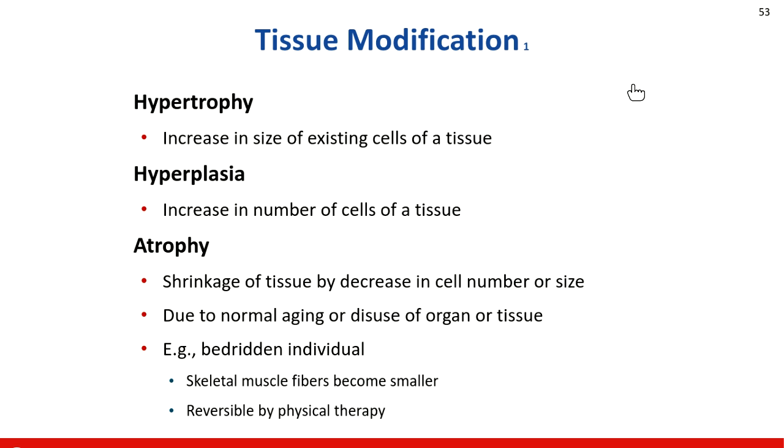The first term is hypertrophy. When we talk about tissue hypertrophy, what we're referring to is just the size of the existing cells. We're not adding new cells. It's just the cells that are already there increasing in size. So an example of tissue hypertrophy is muscle building, bodybuilding. When you look at some of these bodybuilders, and I have to preface that with drug-free, they're not using steroids.